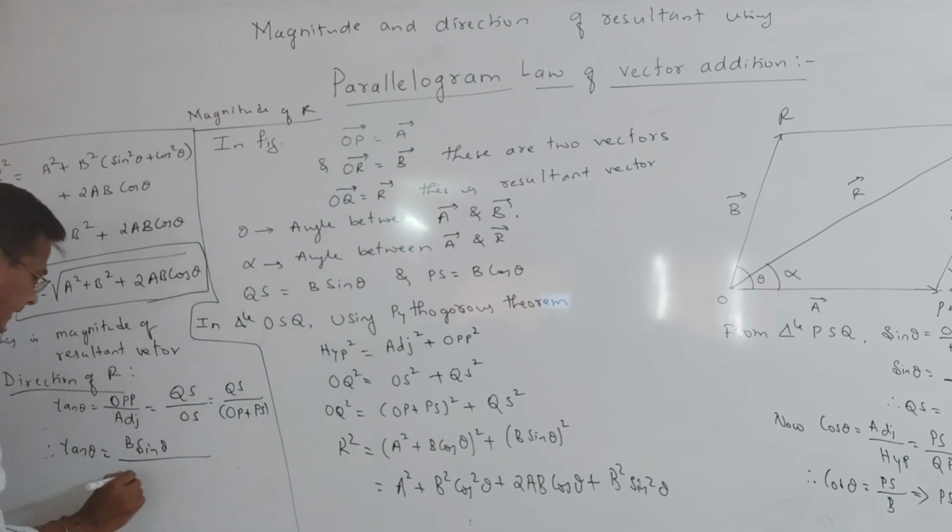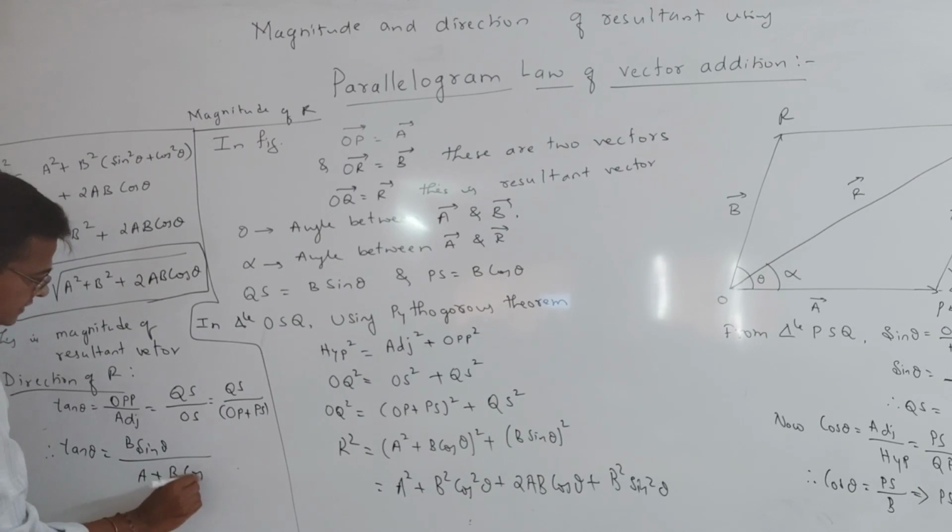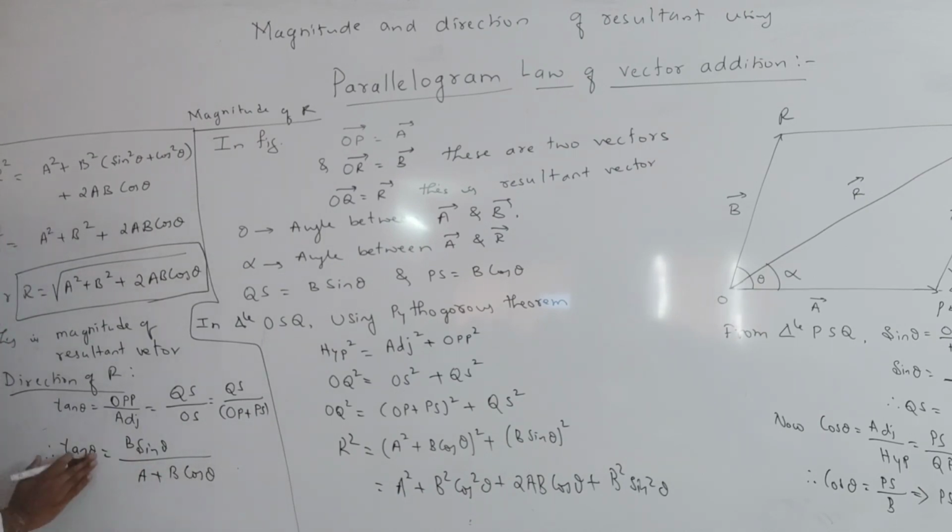OP is A. PS is B cos theta. B cos theta. That is the result. Sorry, this is theta, this is alpha. Tan alpha. Okay, so that is the result.